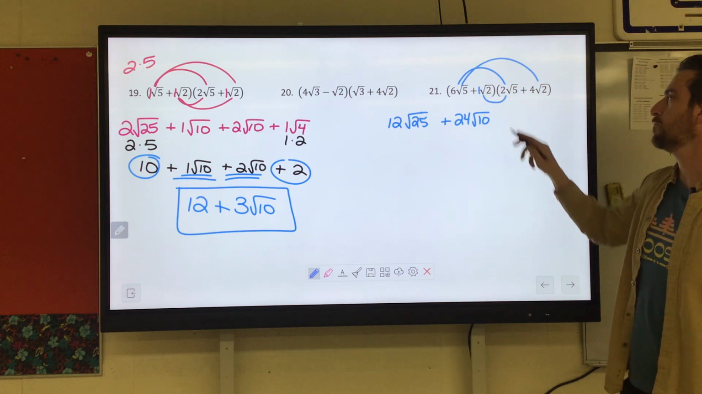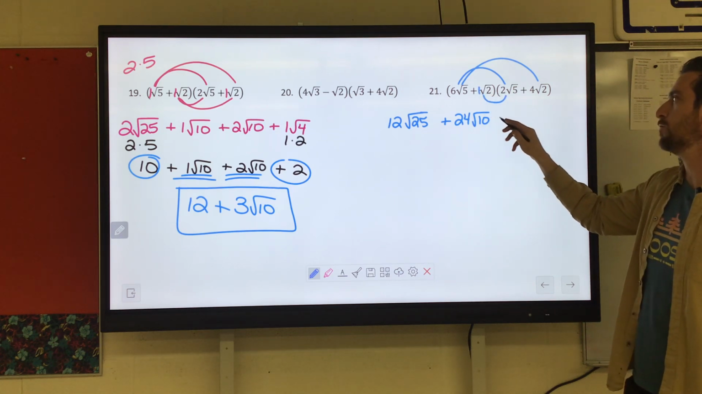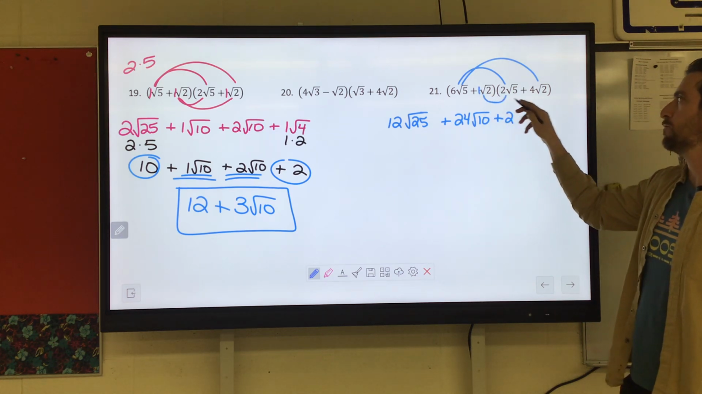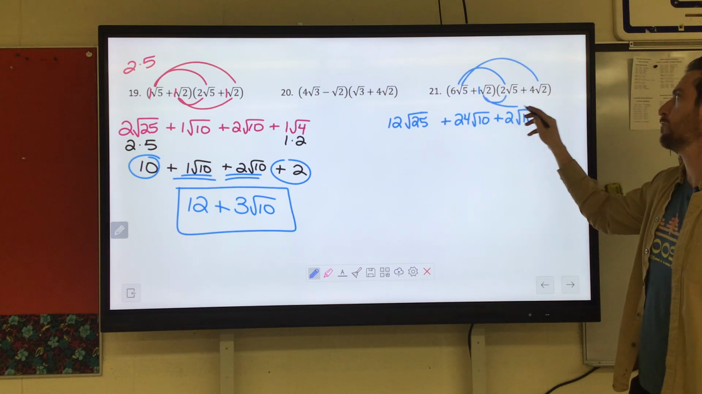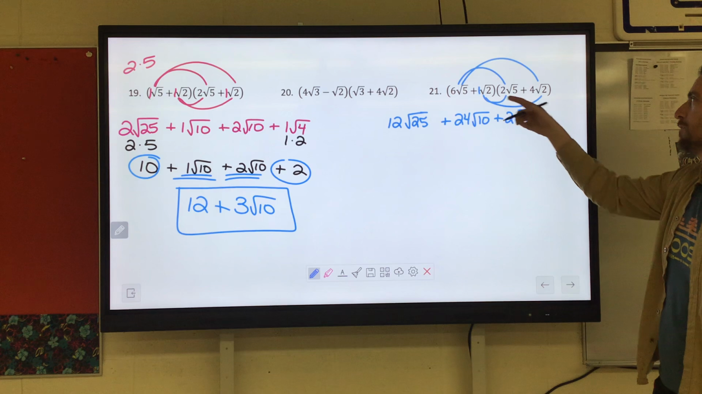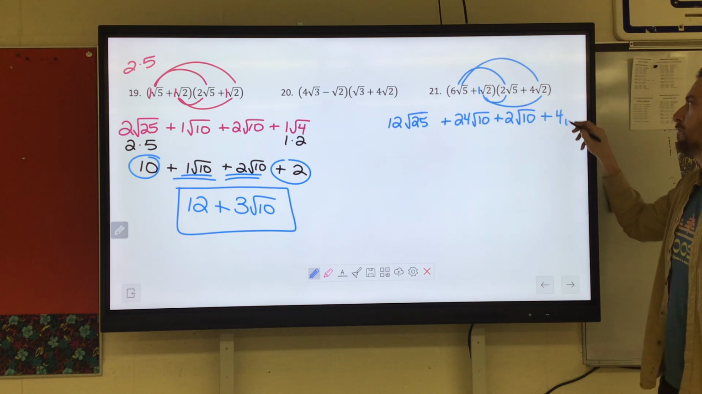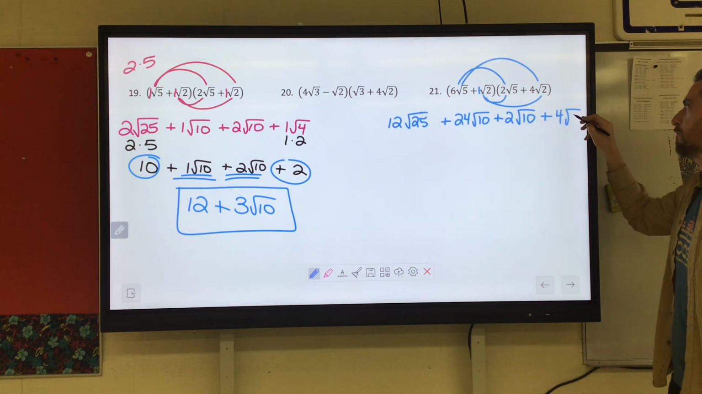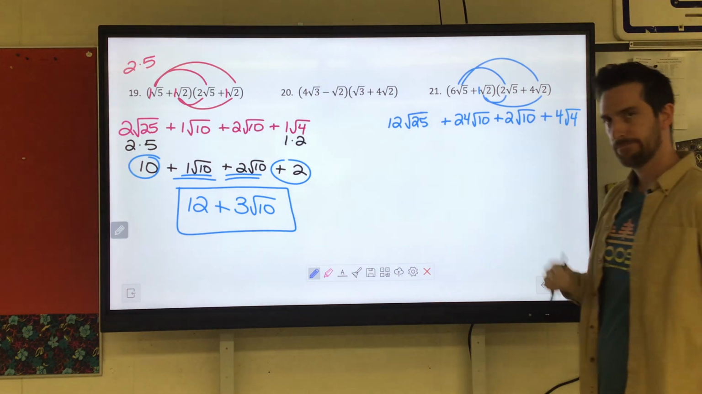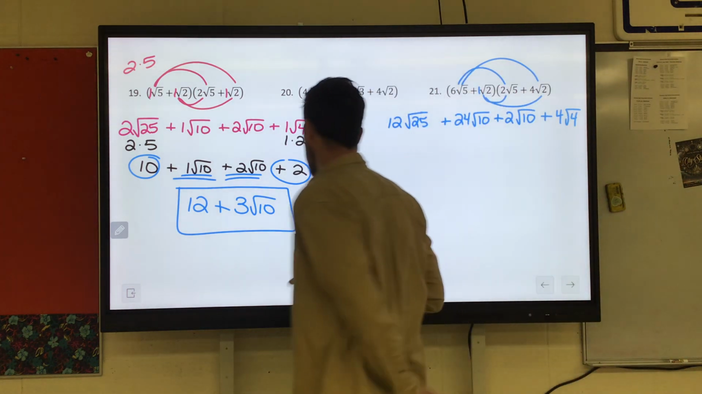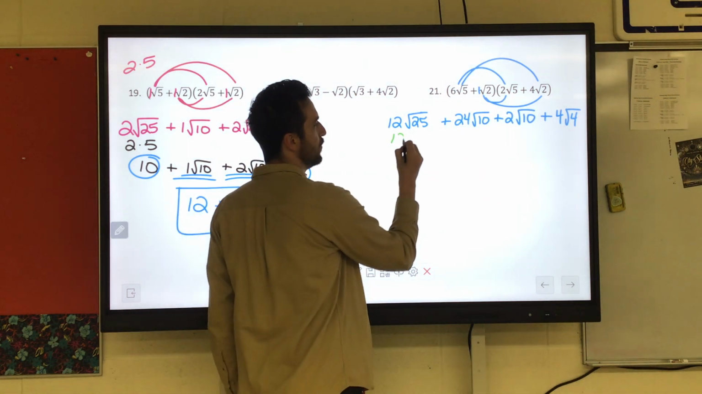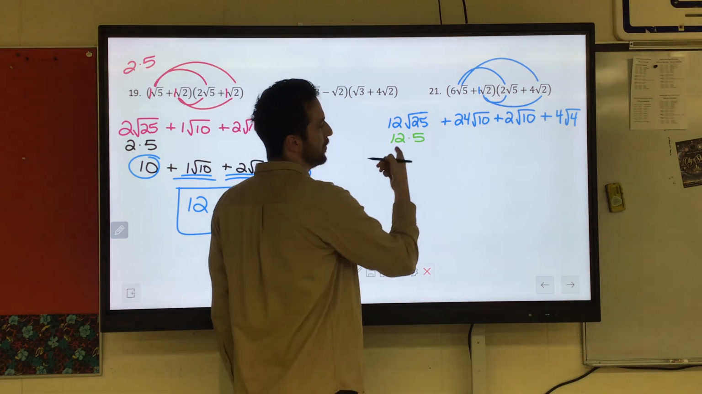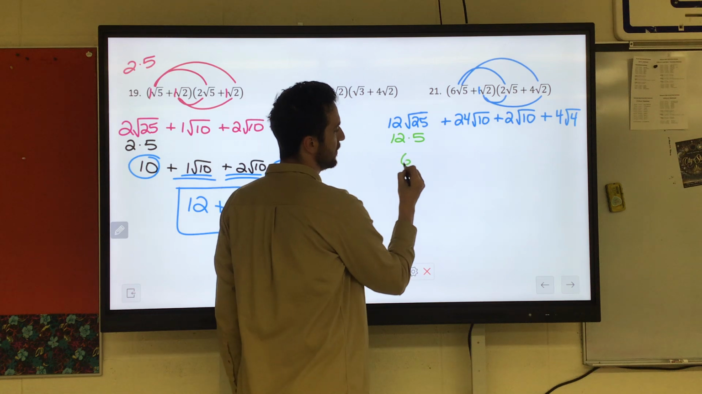1 root 2 times 2 root 5. Well, 1 times 2 is 2. Root 2 times root 5 is root 10. Here we go, last one. 1 root 2 times 4 root 2. 1 times 4 is 4. In the radical, 2 times 2 is 4. There might be some more work to do to that one. 12 root 25. The square root of 25 is just 5. So that becomes 12 times 5, which is 60.